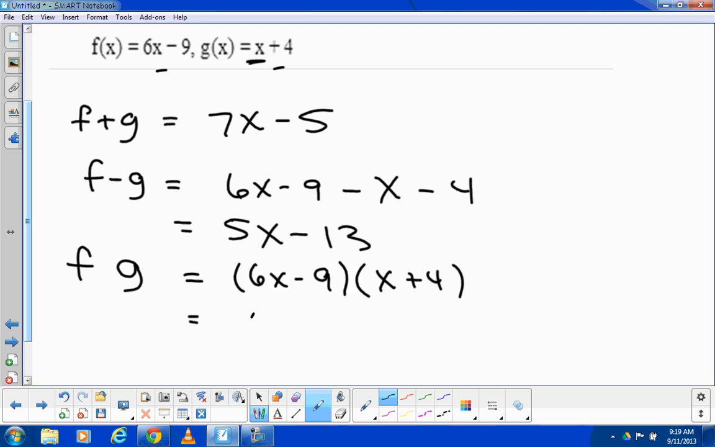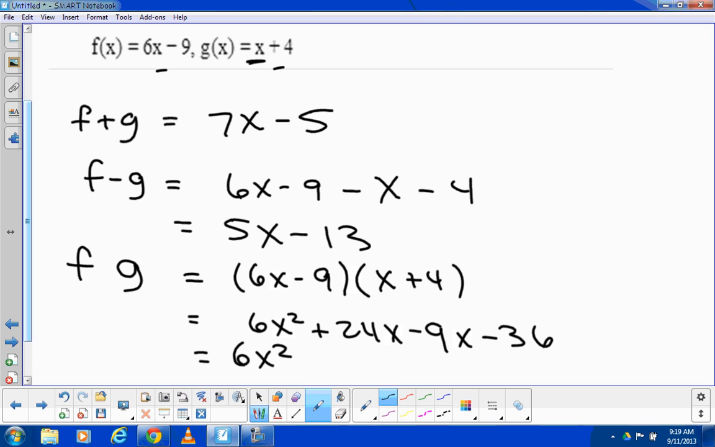This will give me 6x squared plus 24x minus 9x minus 36. Okay, now all I got to do is get my like terms together. So we get 6x squared. Let's see, help me out. 24x minus 9x would be 15x minus 36.